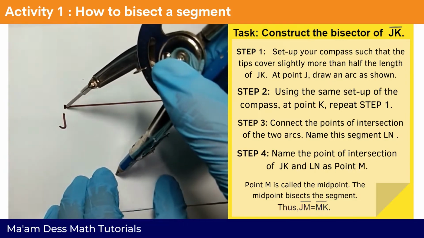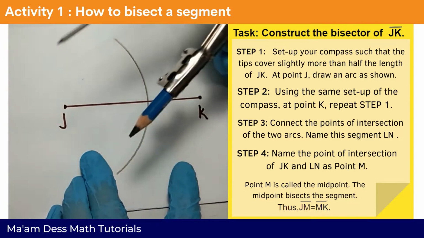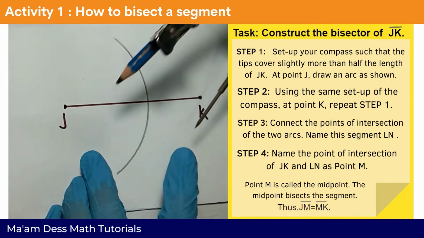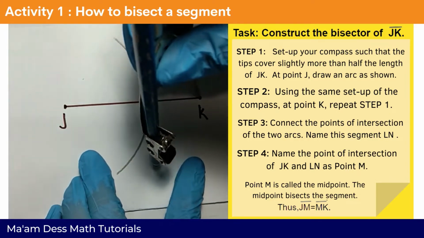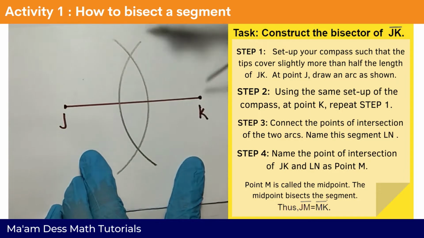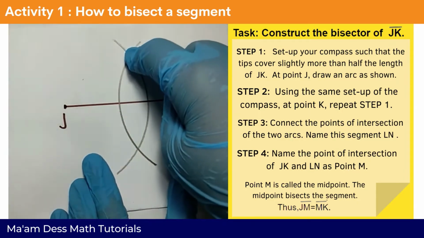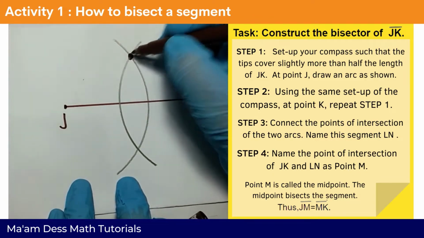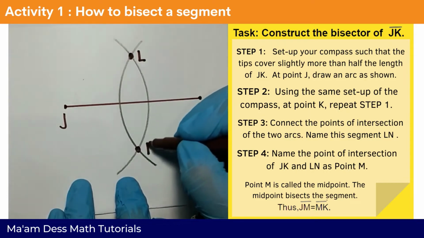So, let us make an arc. After that, do not move the compass. Okay? Same setup. Point the tip at K, and make again an arc. Okay, so as you can see, we have points of intersection above and below. Okay, so label them with point L. And this one is point N.